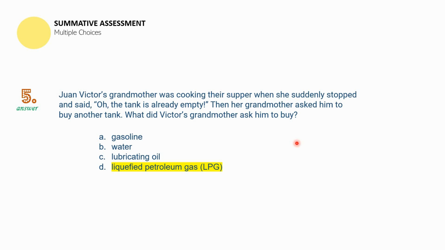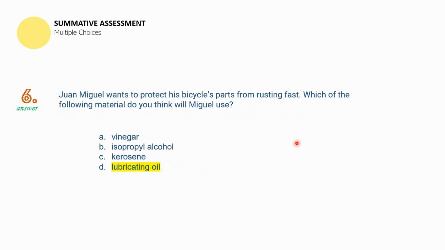Question number 6, the answer is D, lubricating oil. I also said this before, in the question on ball bearings in the pre-assessment, it's the same concept. So that the ball bearings and all of the other metallic parts of a bicycle don't rust, lubricating oils are put to protect them.